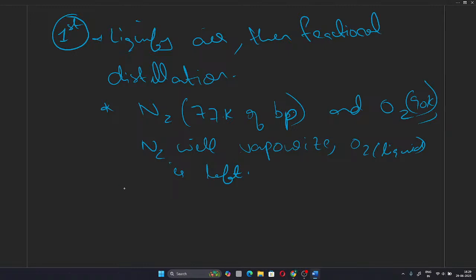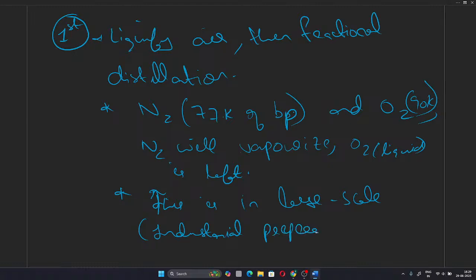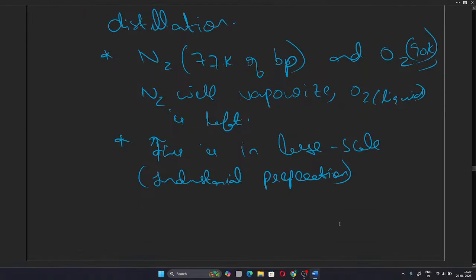This is the industrial method, the large scale preparation. The next method is the laboratory preparation.